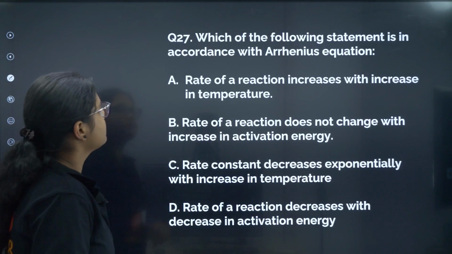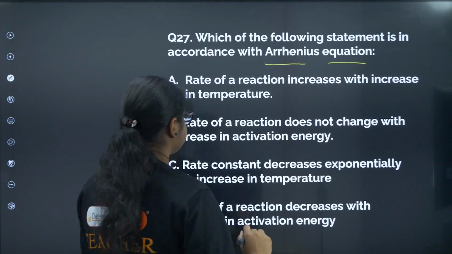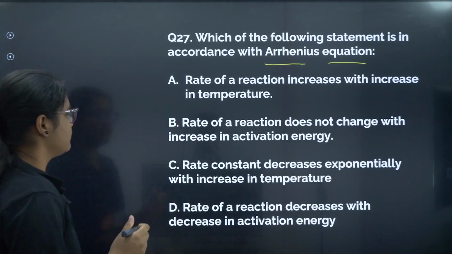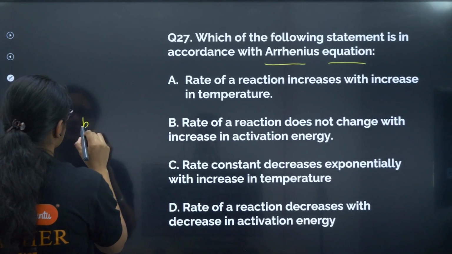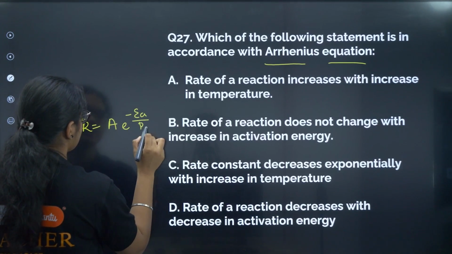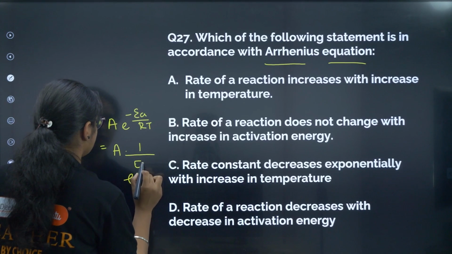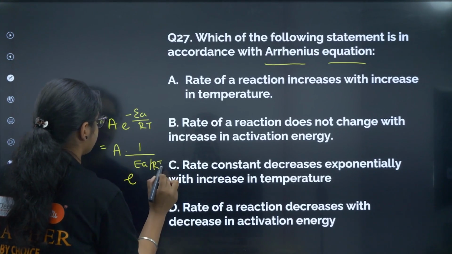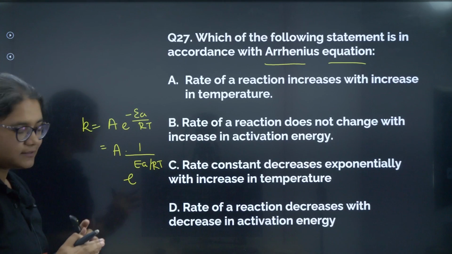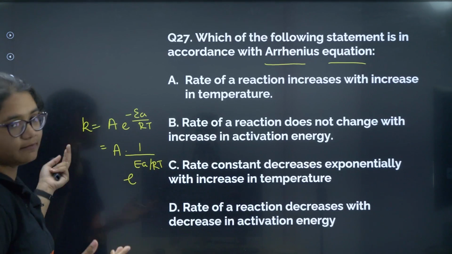Next, which of the following statements is in accordance with the Arrhenius equation? Rate of a reaction increases with the increase in temperature. We know this formula: K is equal to A into e to the power of minus EA by RT. So I can write this equation as e to the power of minus EA by RT. Now see, if temperature increases, this fraction will decrease. The whole e to the power of that value will increase and K will increase.